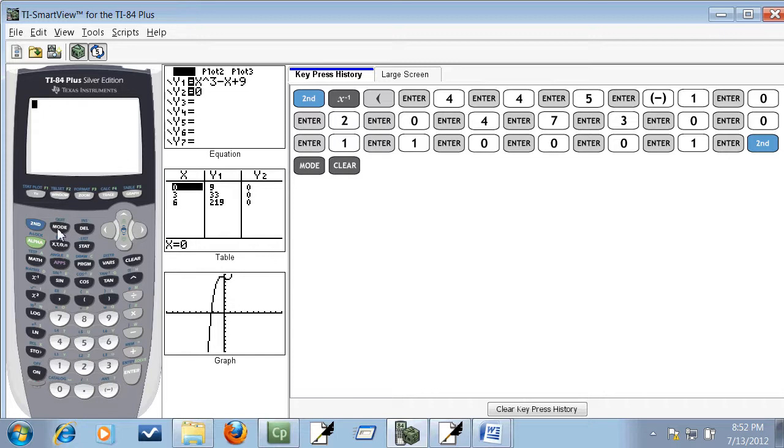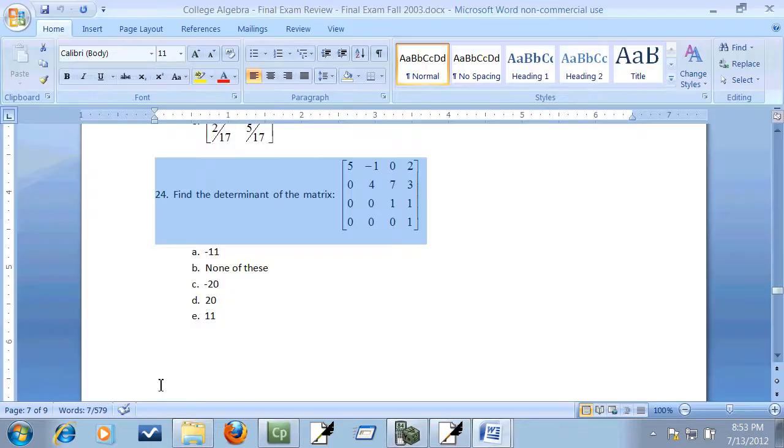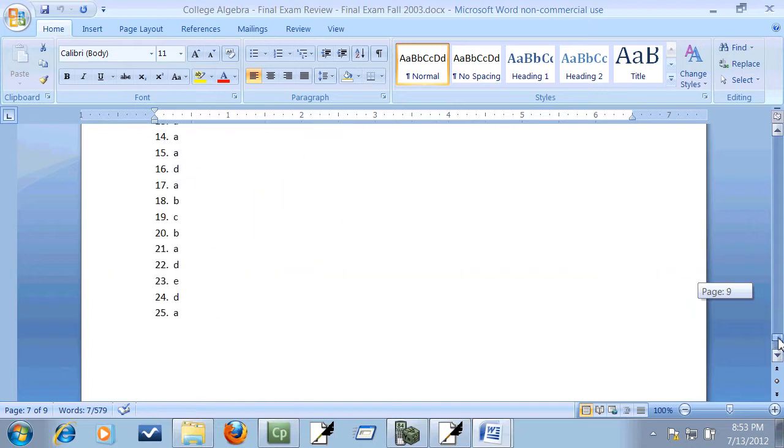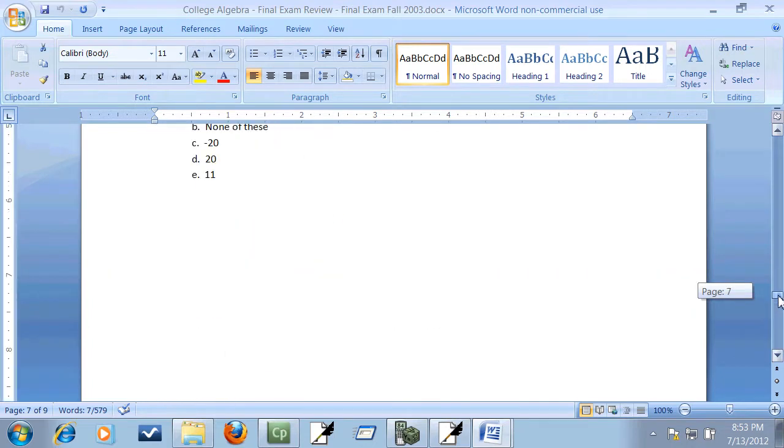Now to get our determinant, we'll go back into our matrix menu, do second x to negative 1, we'll right arrow to math, and det is our first function. So I'll press enter on it. Now go back in my matrix menu, and under names, A is already highlighted, so that's good. I press enter on that, and I press enter again. And our answer is 20, which would be D as in David. So 24D checks.